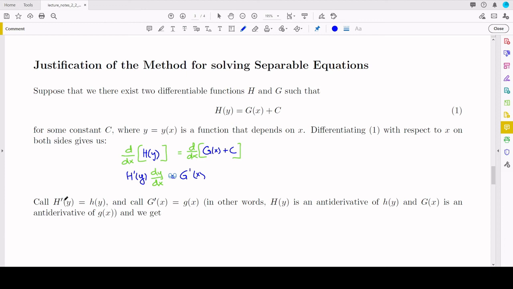I'm going to call capital H prime of y little h of y, and I'm going to call capital G prime of x little g of x. So in other words, capital H of y is an antiderivative of little h of y, and capital G of x is an antiderivative of little g of x. And so if I write that out, I then get h of y times dy/dx equals g of x.